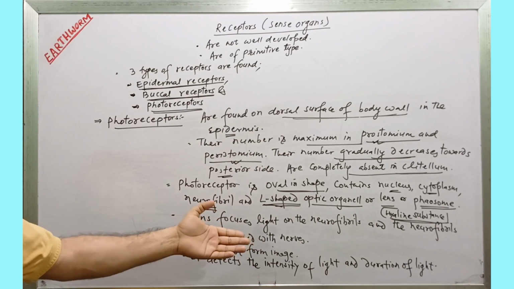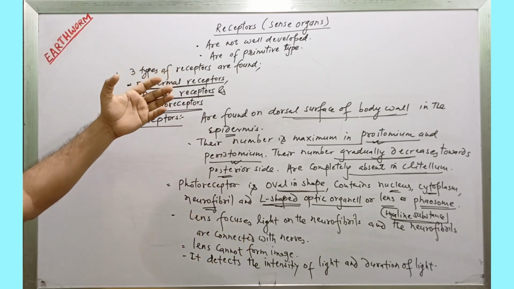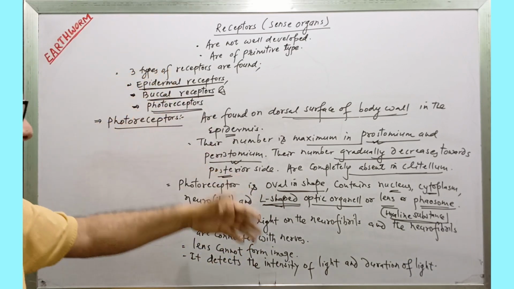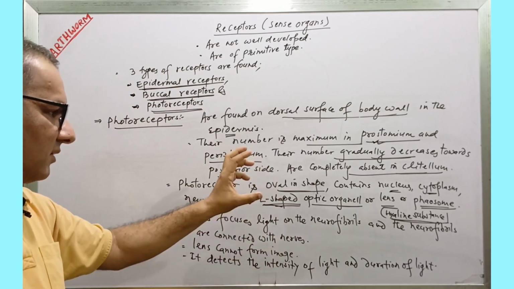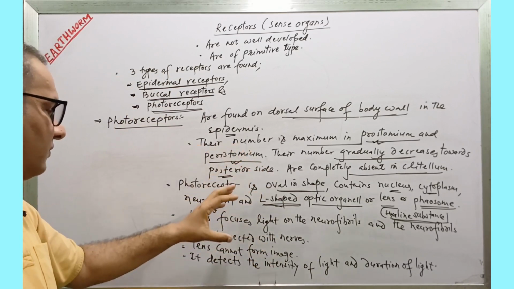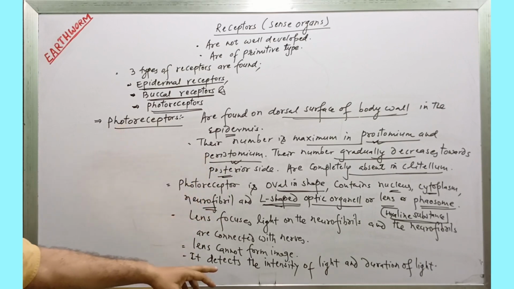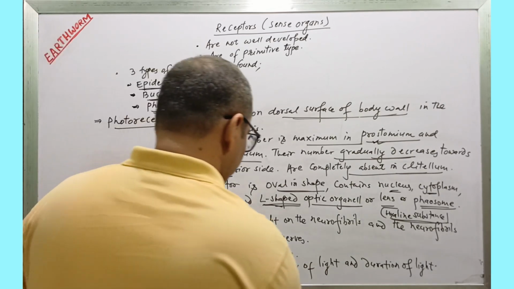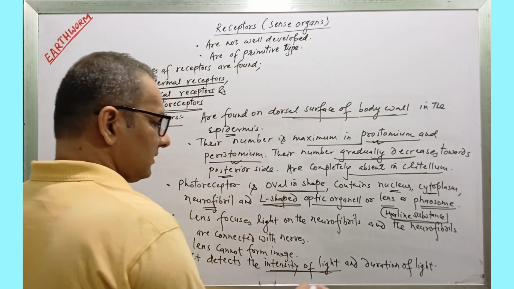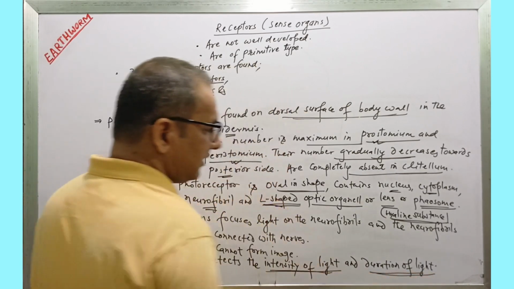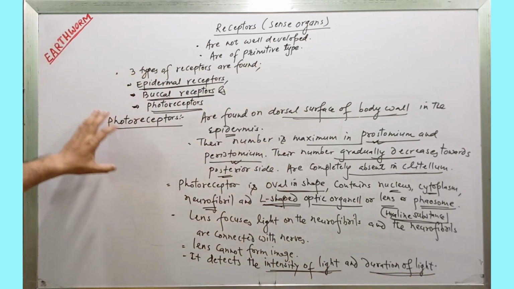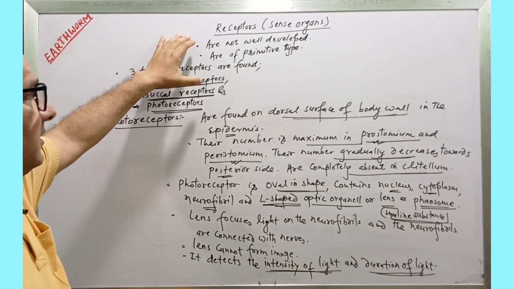That means this nerve takes information to the central nervous system, and this lens cannot form the image. The lens in earthworm cannot form the image, so we say eyes are absent. The lens, or simply the photoreceptor, detects the intensity of light and duration of the light. So this is about the receptors of the earthworm.